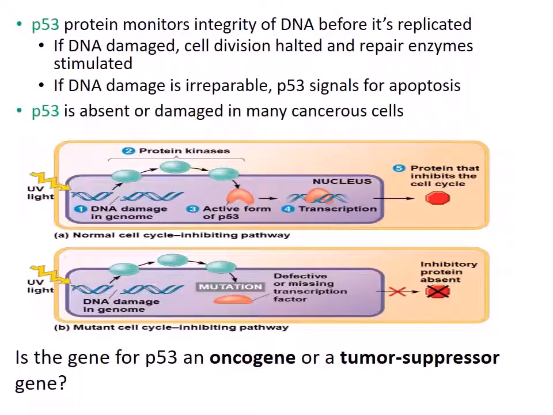P53 protein monitors the integrity of DNA before it's replicated. If the DNA is damaged, cell division is halted and repair enzymes are stimulated. And if the DNA damage is irreparable, the P53 protein signals for apoptosis. However, P53 is absent or damaged in many cancer cells. So, do you think the gene for P53 is an oncogene or a tumor suppressor gene? So the gene that codes for the P53 protein is a tumor suppressor gene.